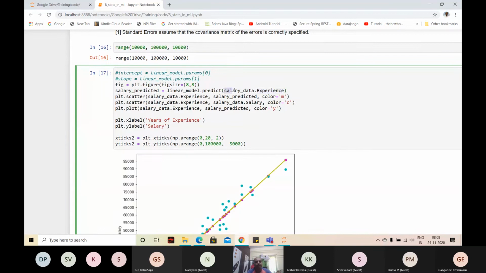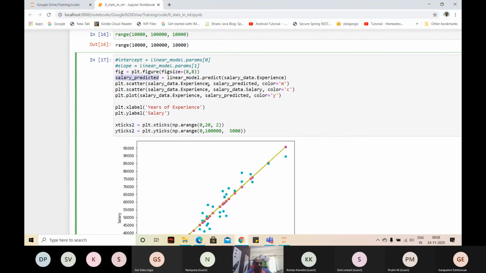What am I doing here? I'm passing experience only, and I'm getting predicted salary. So there is experience, the input value, and there is predicted salary. There is experience and the actual salary. I'm doing two plots there. See this? plt.scatter, I passed experience and predicted value, and experience and salary.